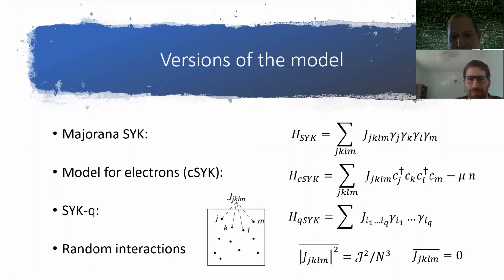What is large N? The indices j, k, l, and m run from 1 to N, and N goes to infinity.